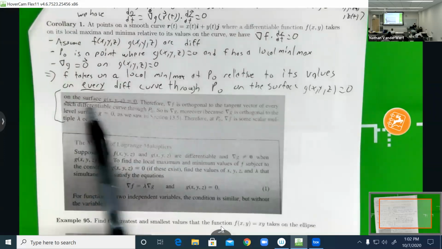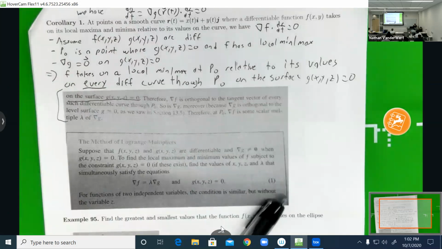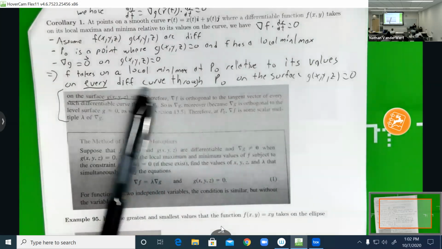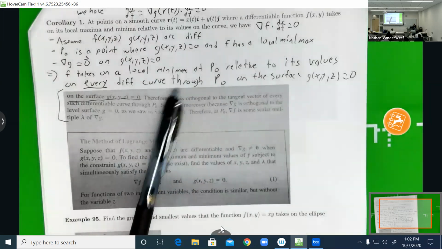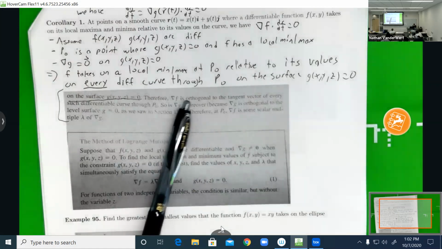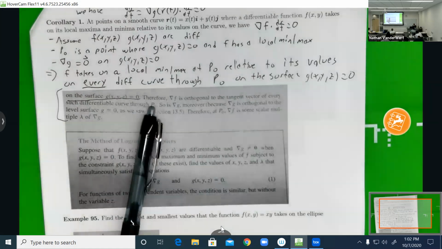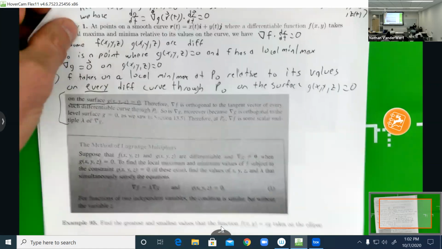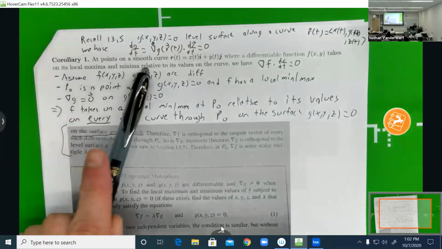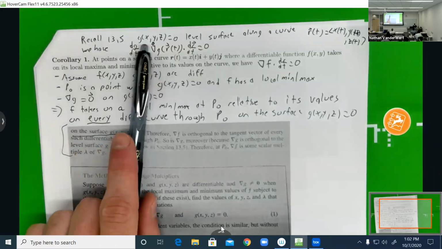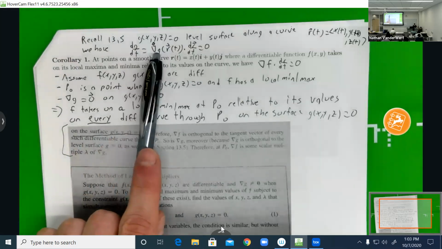Yeah, I'm just repeating this right here. So on the surface g of x, y, on every single differentiable curve through P0, f takes on this local min or local max at P0. So therefore, delta f is orthogonal to the tangent vector of every single differentiable curve through P0. But it's also true, because g of x, y, z is 0, a level surface or level curve, whatever you want to call it, that this is true for delta g.